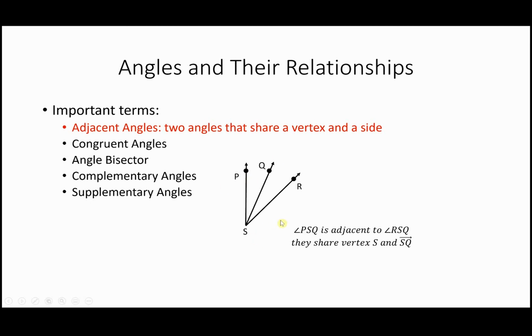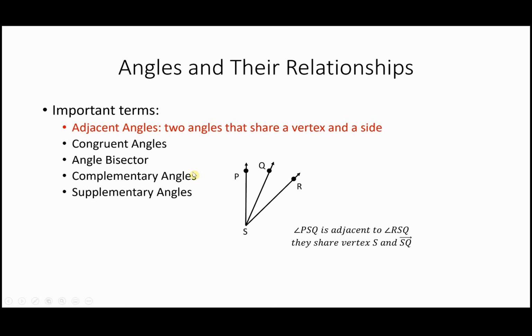So in the figure below, notice that angle PSQ is adjacent to angle RSQ simply because they share a vertex S and a ray SQ, which is one possible side type that adjacent angles could share. They could be sharing a line segment or a line for that matter. Just has to be a side of some sort.